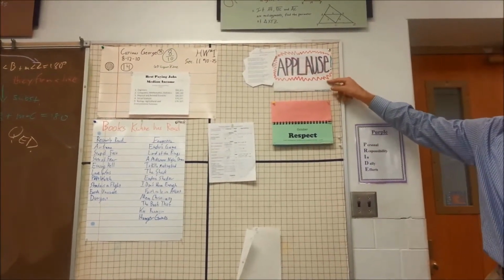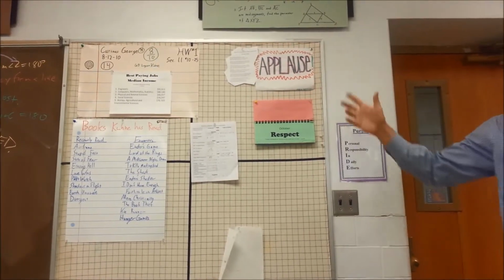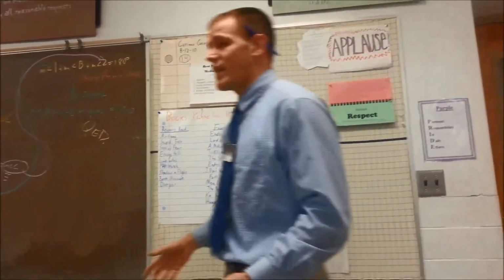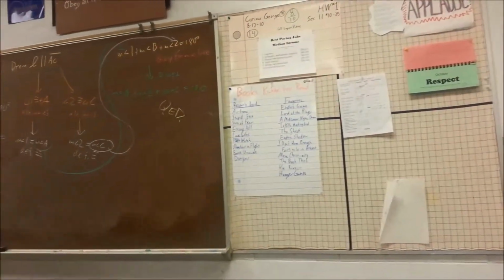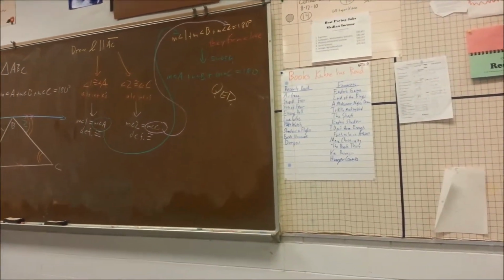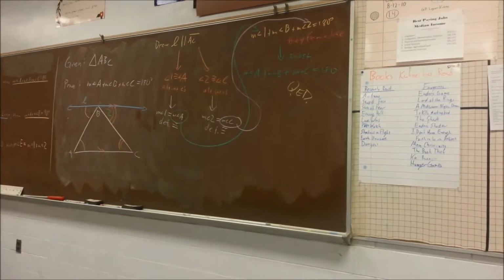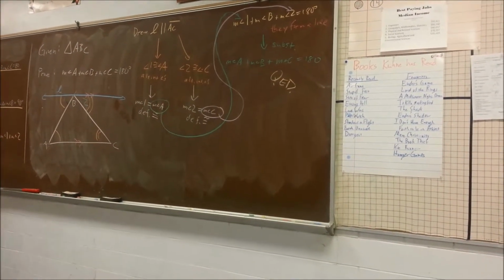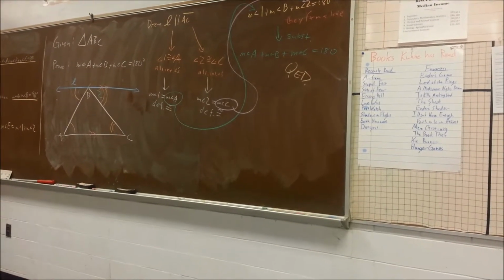There's 180 degrees in the triangle. Any triangle. Okay? Any triangle. Alright, now, you may be like, Mr. Kuhne, what's the big deal about this? Well, once again, we use this so we can prove other theorems.